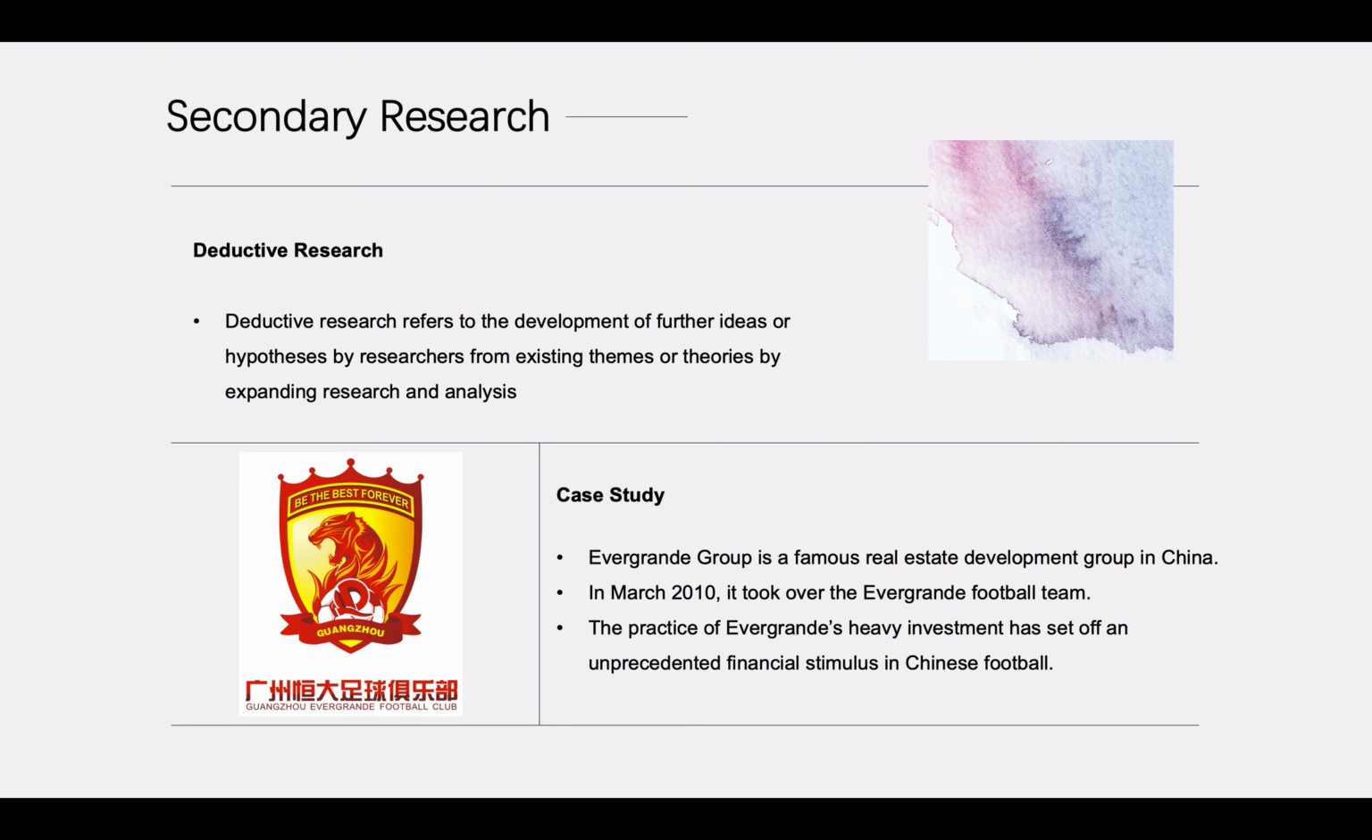Deductive research refers to the development of further ideas or hypotheses by the researcher from existing themes or theories by expanding research and analysis. This case study demonstrates the Guangzhou Evergrande model that appeared in the Chinese Super League. It aims to show that huge investment in club operation will definitely result in the club's serious losses, and also reflect the Chinese Super League. The lack of an advanced management mode of the club provides evidence, which also proved that the Chinese Super League has fewer profit points and lower profitability, which leads to the loss of the club.